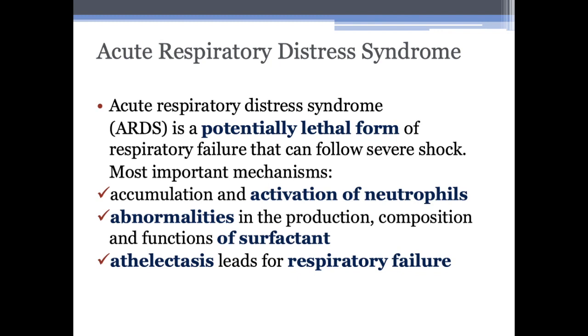hypoxia. If in shock we usually started with circulatory hypoxia, but then with involvement of the respiratory system we see already mixed hypoxia, circulatory and respiratory, and you understand that the prognosis becomes worse.